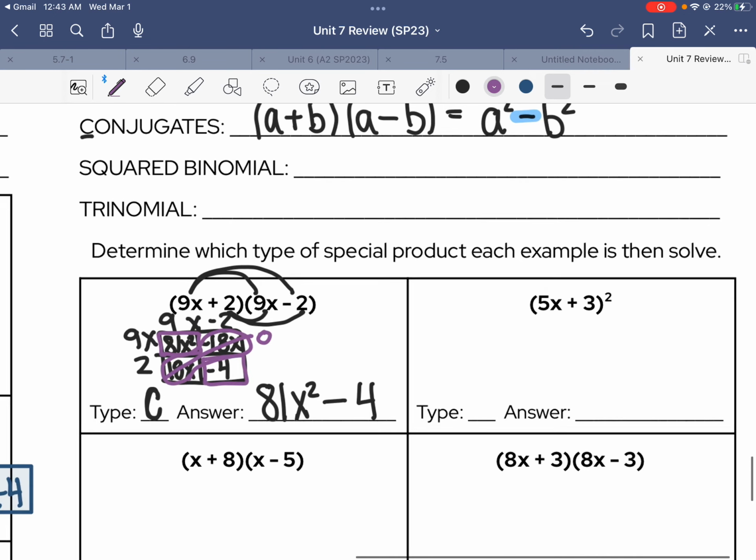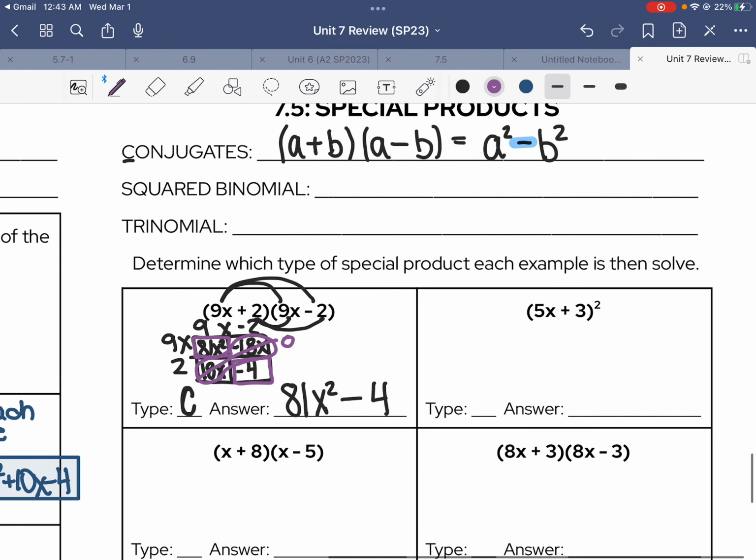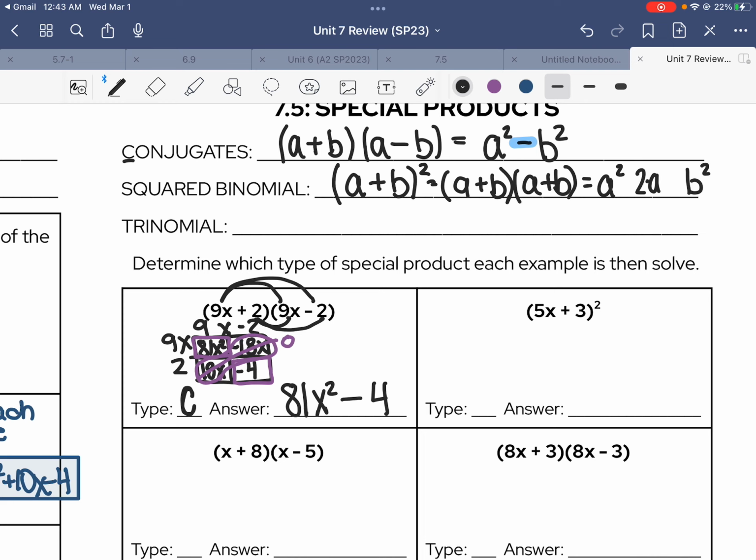The second special product that we're going to talk about is called a squared binomial. And the word squared means to the second power. So you're going to have two things in parentheses squared. And it's basically the same thing as a plus b times a plus b. And since they're both plus this time, they don't cancel out like conjugates. So it's going to be the first one squared and the second one squared. But instead of canceling out in the middle, you're going to do 2 times a times b.